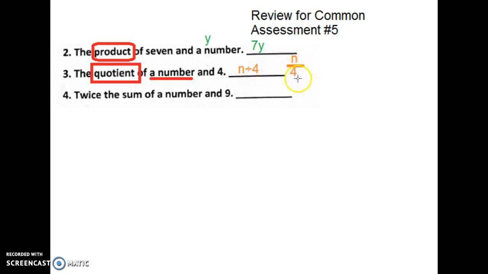N divided by 4, N over 4. Because they both mean N is being divided by 4, which is what it's saying, the quotient of a number and 4. Now this last one is tricky. And I actually made a mistake when I read it the first time. So you have to read it carefully.